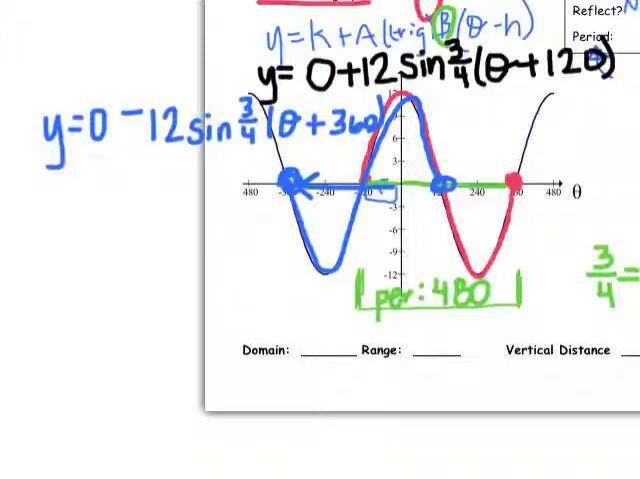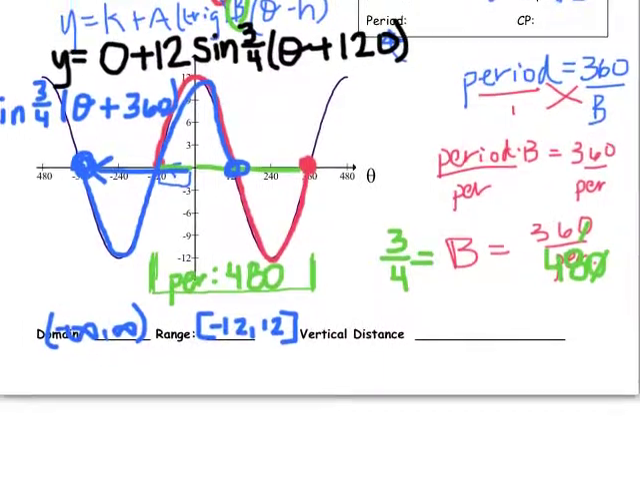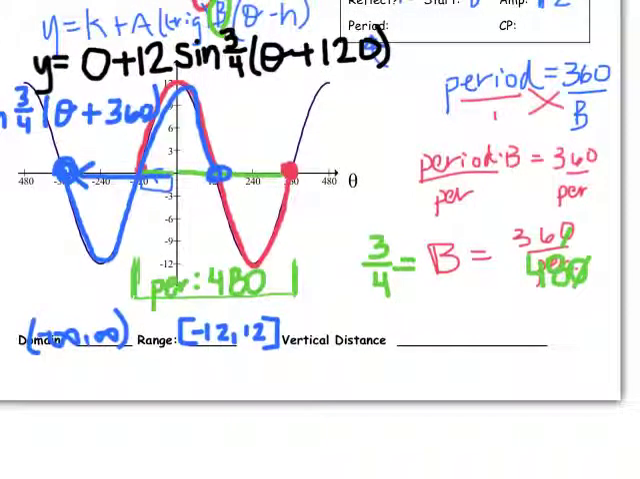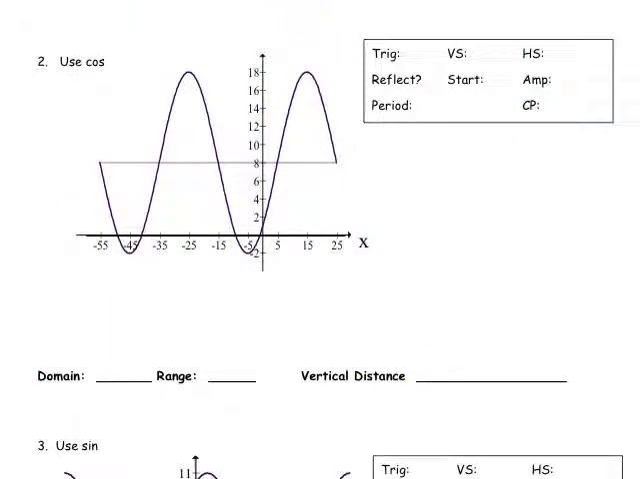All right, our domain is all real numbers, negative infinity to infinity, and our range, bottom is negative 12 to top is 12. Our vertical distance, you can either think of this as double the amplitude, or you can just look at your numbers. From negative 12 to positive 12, this represents vertical distance. So that's 24. All right, let's go on and do some more.